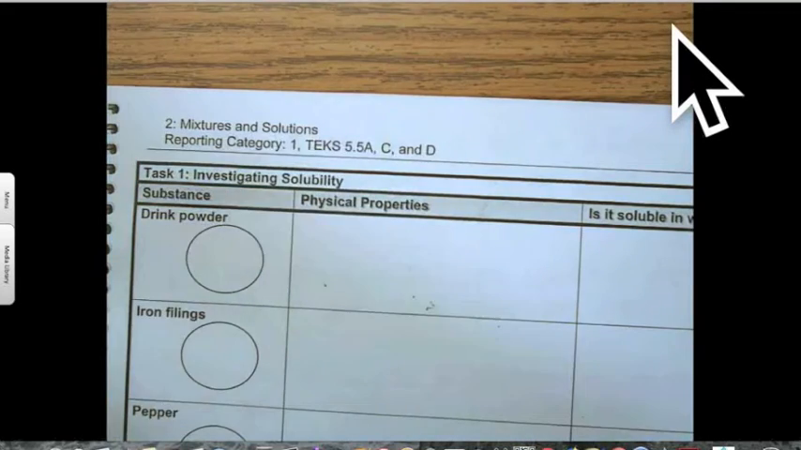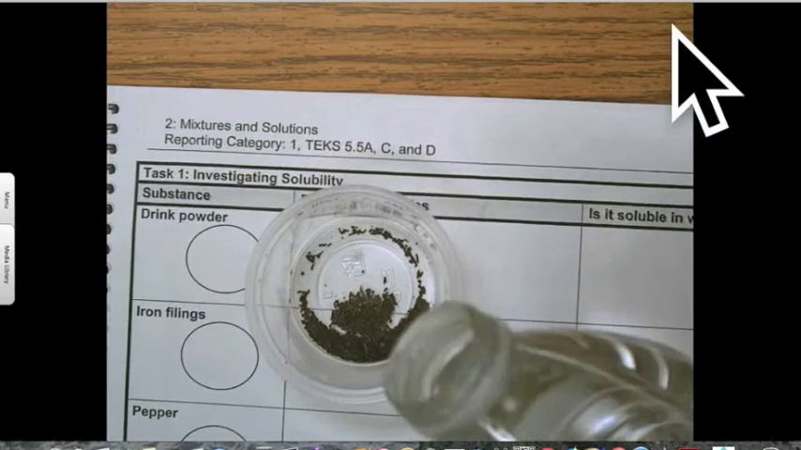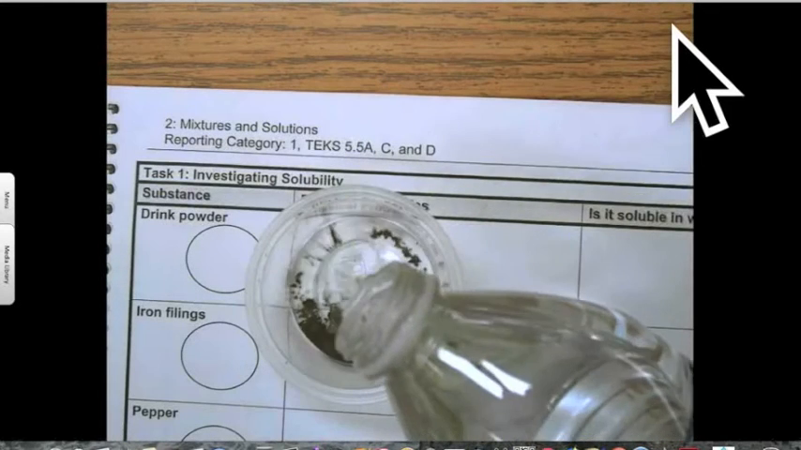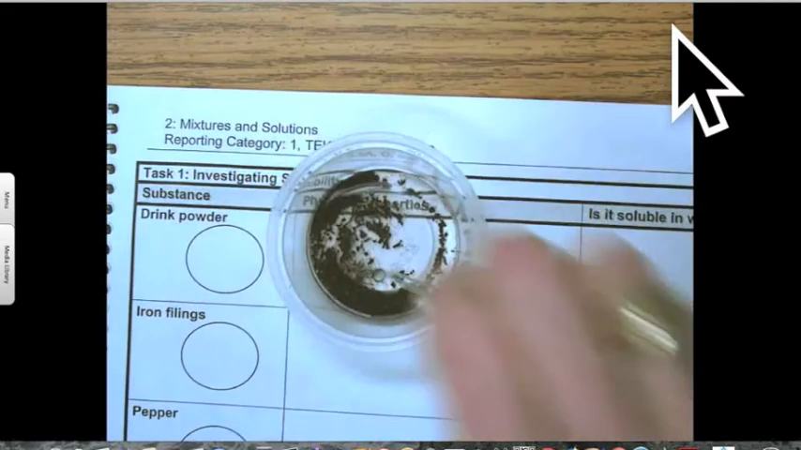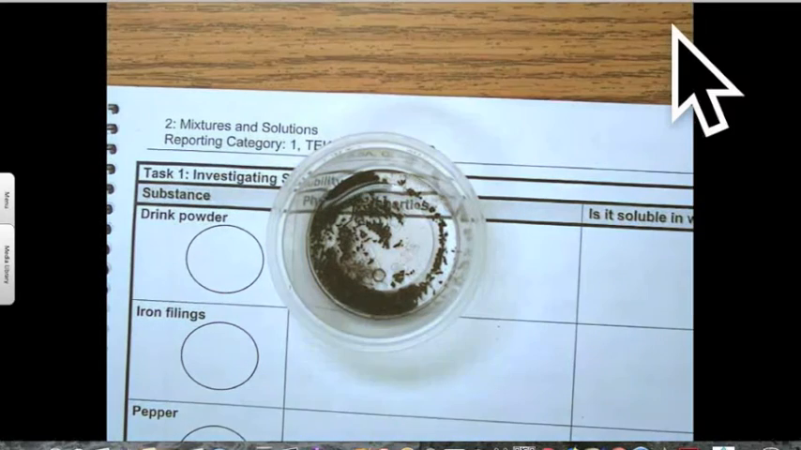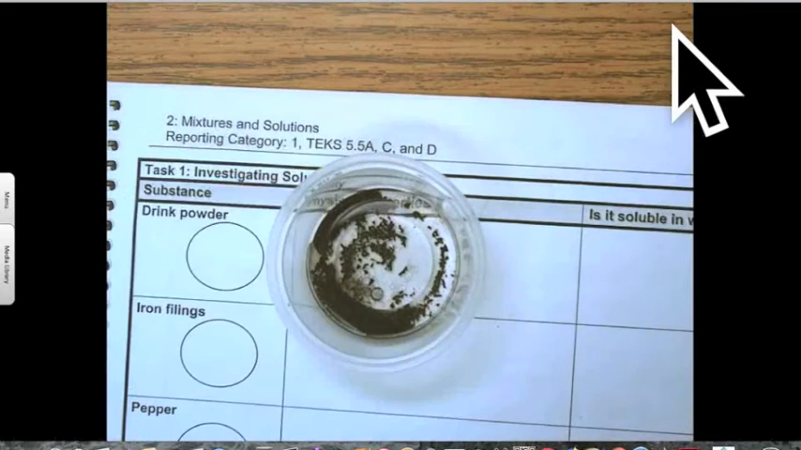Iron filings. What do you think is going to happen with these? So let's see. Right now they're a solid. I'm going to add a little bit of water. Did anything change when I added the water? Let me stir it a little. Are the iron filings dissolving? No, they are not changing at all. So are iron filings soluble in water? Did they dissolve?